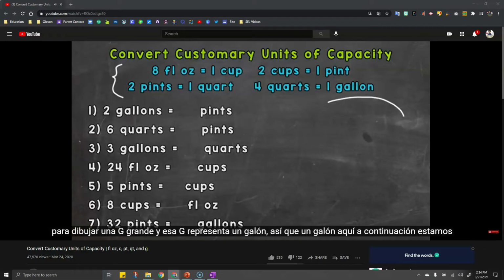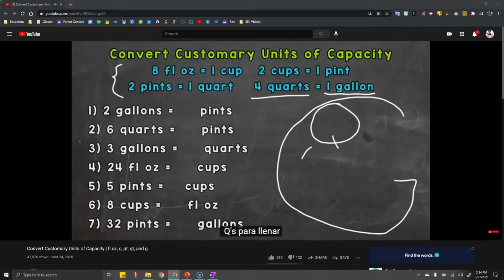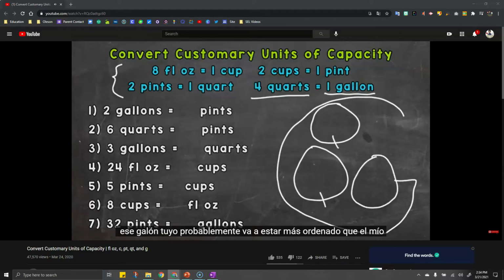So we're going to draw a big G. And that G represents 1 gallon. So 1 gallon here. Next, we're going to draw 4 Q's. That represents 4 quarts equaling 1 gallon. So 4 Q's to fill that gallon. Yours is probably going to be neater than mine.